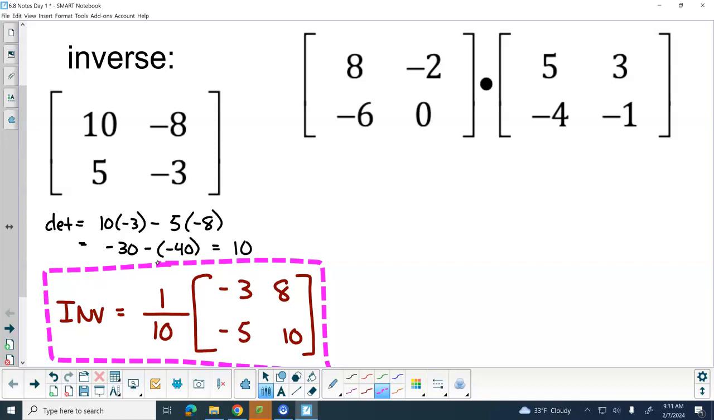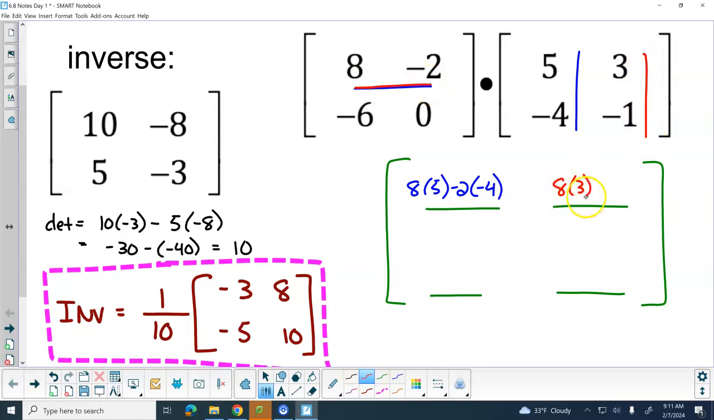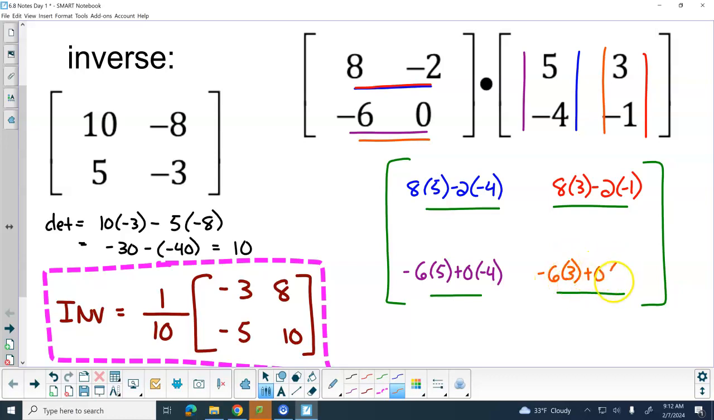Okay. Then we've got to multiply those 2 matrices. A 2 by 2 times a 2 by 2 results in a 2 by 2. Now this is up to you if you make yourself the big old 2 by 2 or not. First row, first column gives me 8 times 5 minus 2 times -4. First row, second column, 8 times 3 minus 2 times -1. Second row, first column, -6 times 5, 0 times -4. Second row, second column, -6 times 3 plus 0 times -1.